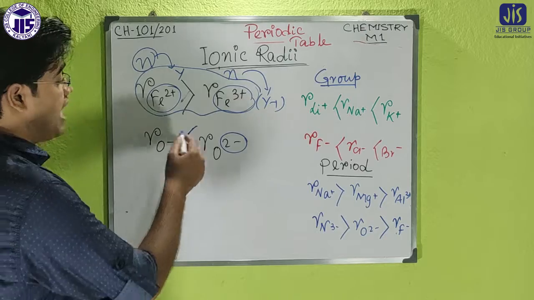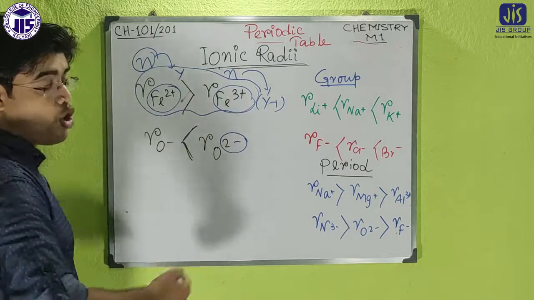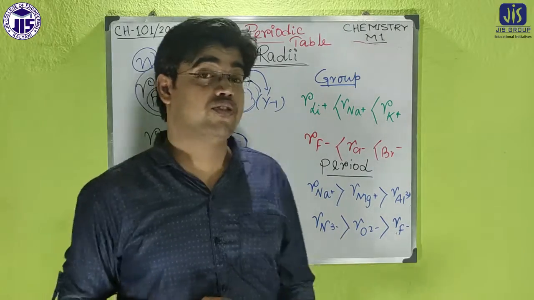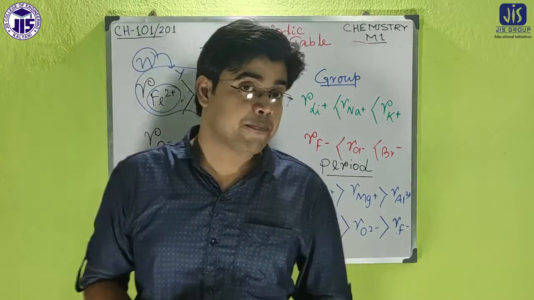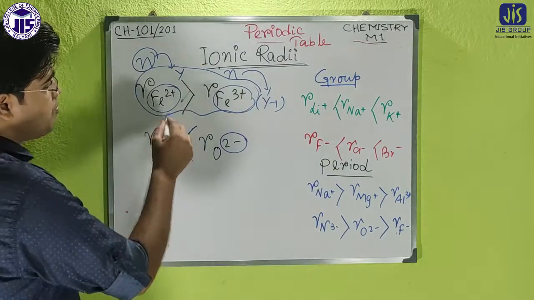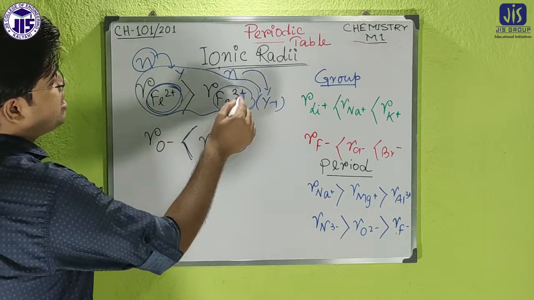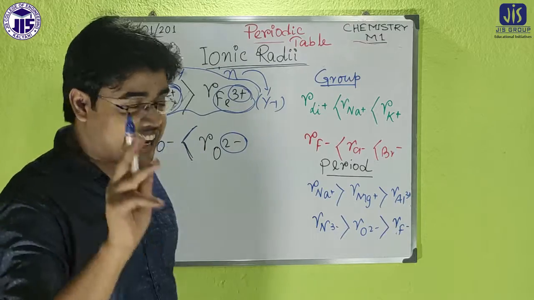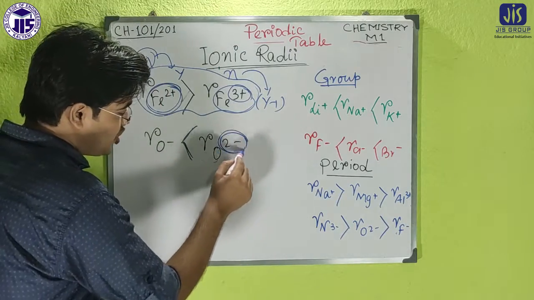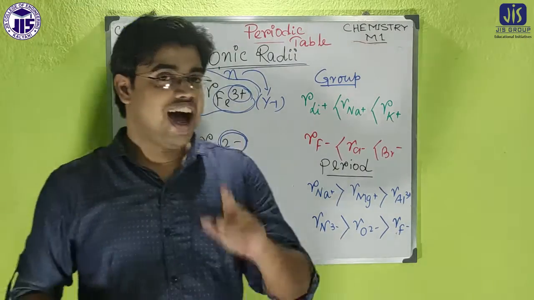So two things are in opposite directions. You have to keep this in mind for exam purposes, because you may expect that kind of question. For cations, with increasing charge, size will be lower. For anions, with increasing charge, the size will be higher.